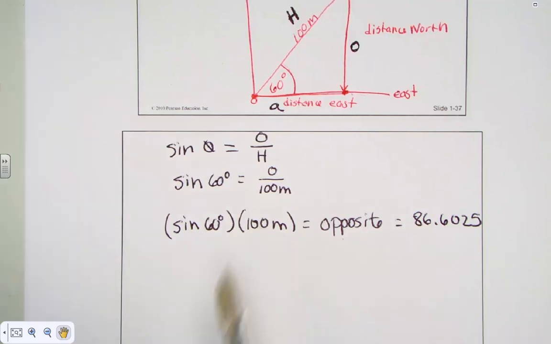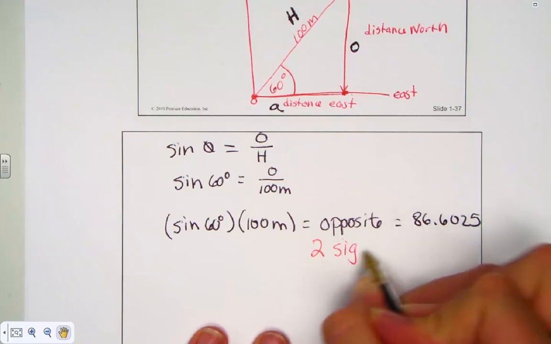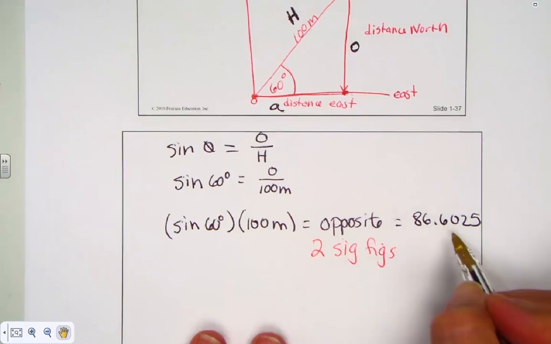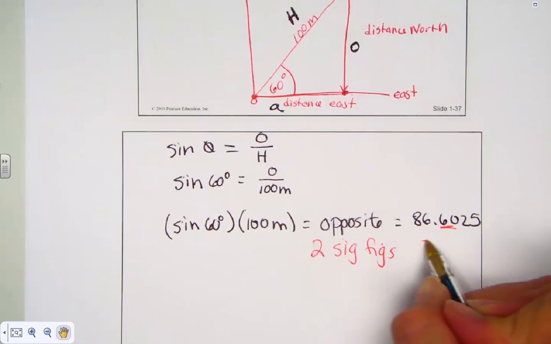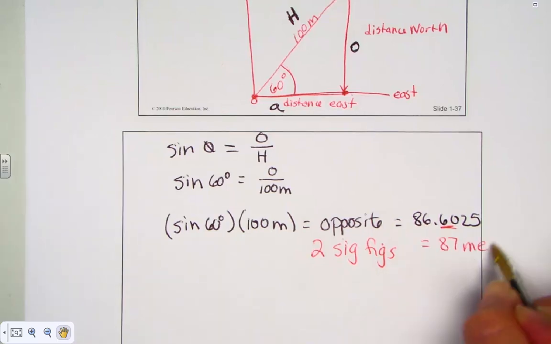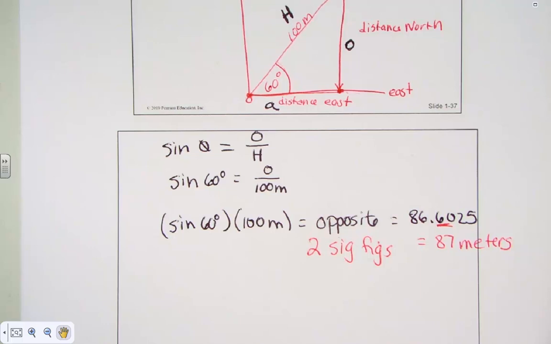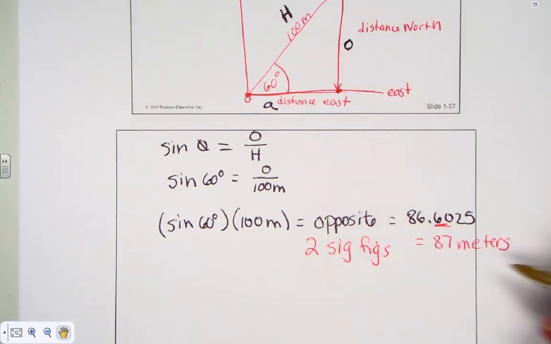How many significant digits will we include? 100 meters has 1 sig fig. These bottom zeros here are a magnitude. Sine 60 degrees, the 60 is also a placeholder. But being that we have to give the same number of sig figs as we're multiplying through with, holding the place properly, we need to report with 2 sig figs. Looking at this value, we'd round up to 87 meters, the distance to the north, opposite side.